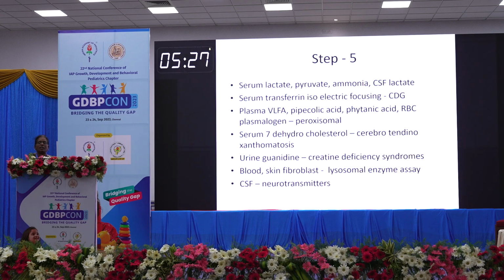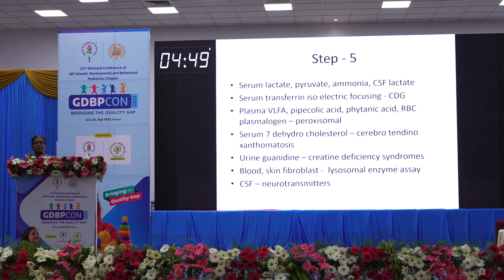Serum lactate, pyruvate, ammonia, CSF lactate may be useful to find out underlying mitochondrial disorder. Serum transferrin isoelectric focusing to diagnose congenital disorders of glycosylation. Plasma very long chain fatty acids, pipecolic acid, phytanic acid, RBC plasmalogens to identify peroxisomal disorders. Serum 7-dehydrocholesterol to identify cerebrotendinous xanthomatosis, in which it will be very high, and serum cholesterol will be very low. Urine guanidino compounds to identify cerebral creatine deficiency syndromes, and blood and skin fibroblast assay for lysosomal enzymes to diagnose underlying lysosomal storage disorders.